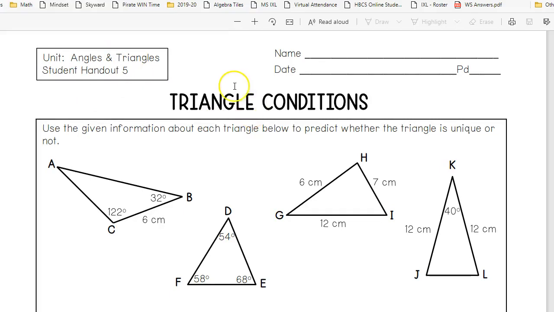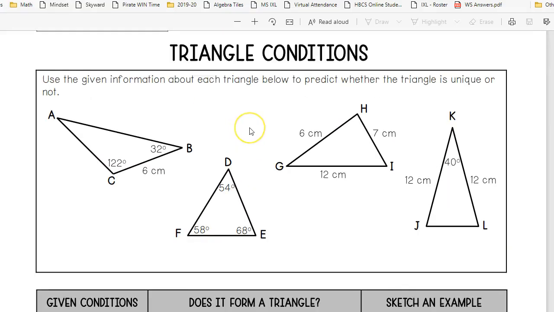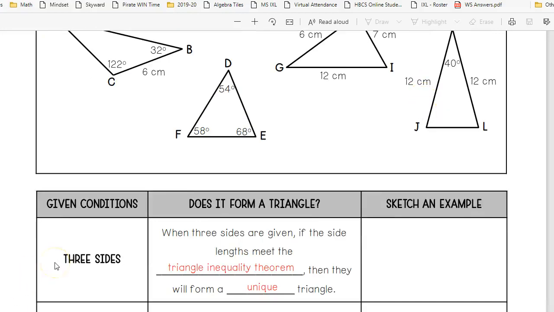So student handout 5, we're going to be learning about triangle conditions. There are different ways to determine whether or not there's going to be a unique triangle, more than one triangle, or no triangles. In this last section of the unit, we're deciding if we are given certain information about a triangle, can we even create a triangle? Is it a unique triangle, or can we create more than one triangle, or can we not even create a triangle at all? One of the conditions could have to do with the sides.